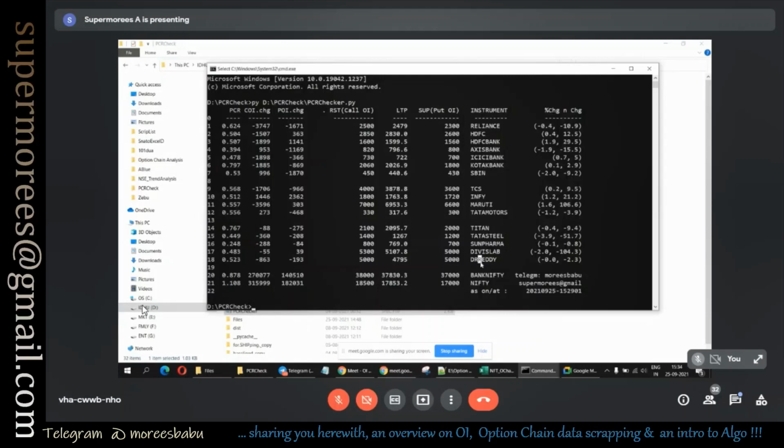Now, I'm just keeping it here. I can put the same data into Excel also and I can have the same chart. So I just have to click HDFC, and I will be able to see HDFC, how the open interest changes are happening and all that, right?